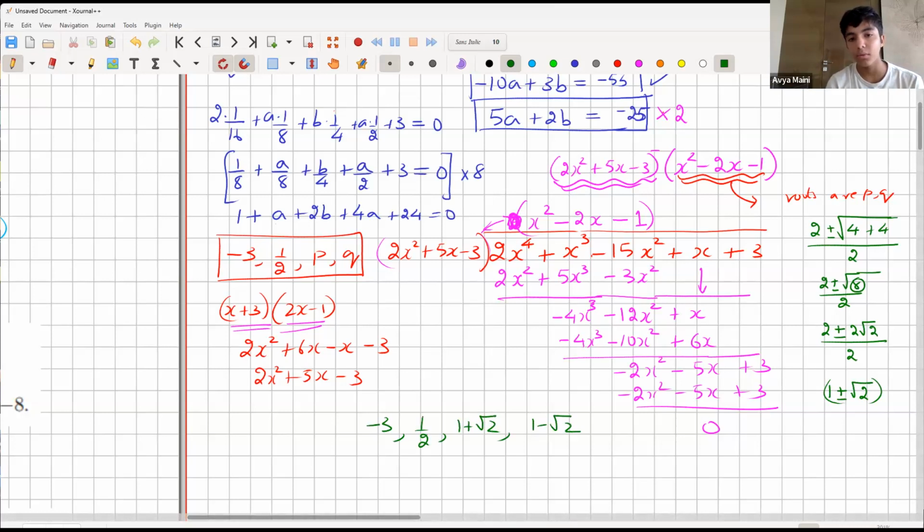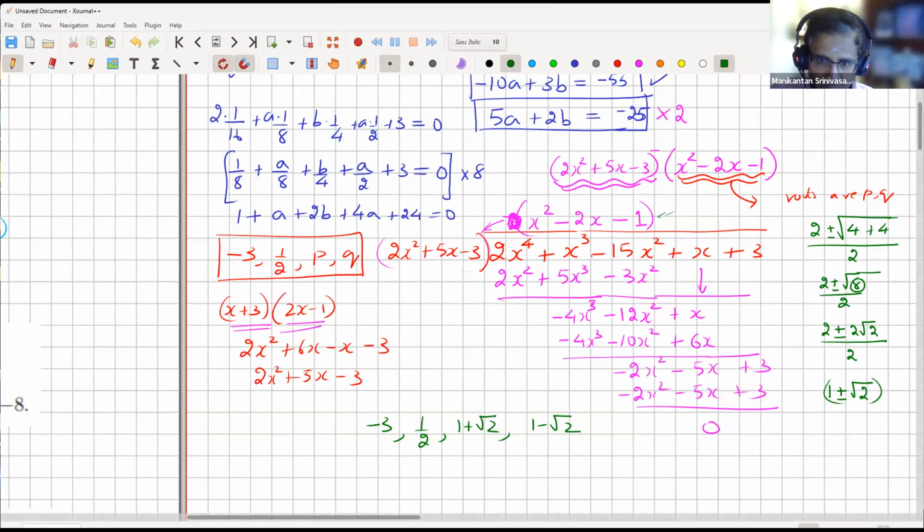Is there a faster way to do this? Yes, please. Go ahead. No, I'm asking you. No, I was just doing a silly mistake, which is why it took a little longer. But the faster method, you have to divide the quartic by the quadratic, arrive at another quadratic and solve it.